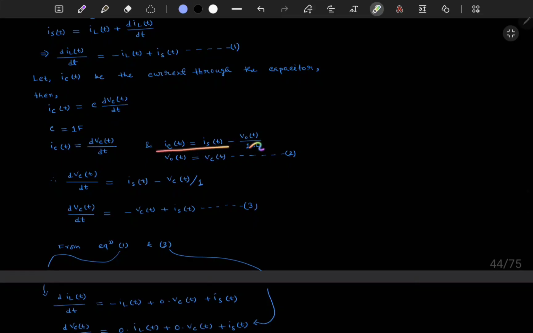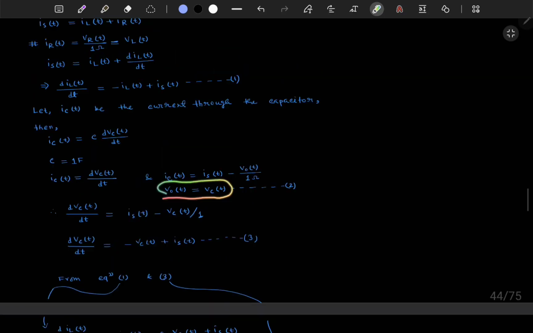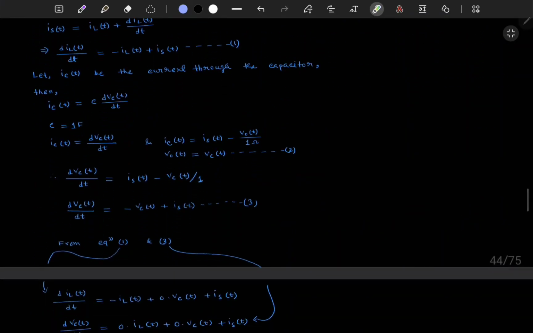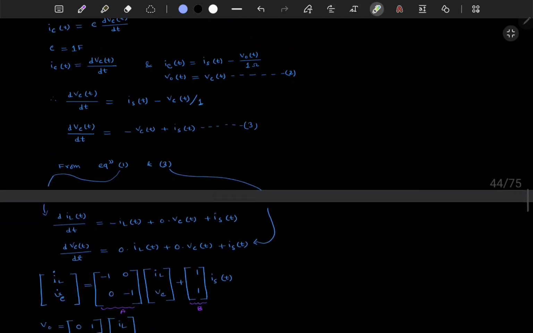The same thing is done: IST minus VOT by 1 ohm. VOT and VCT are both the same, because this is the output terminal and it is the same voltage. So we can write ICT, that is dVCT by dt, equal to IST minus VOT, which is VCT, divided by 1. We need to write everything in terms of VCT and IL, and on the left side we keep dVCT by dt equal to this expression.